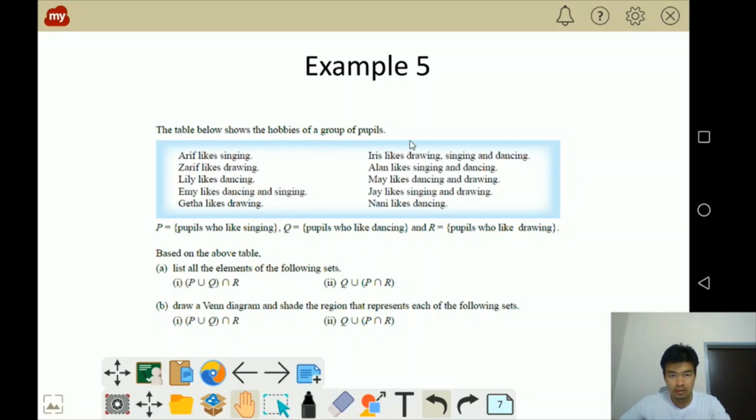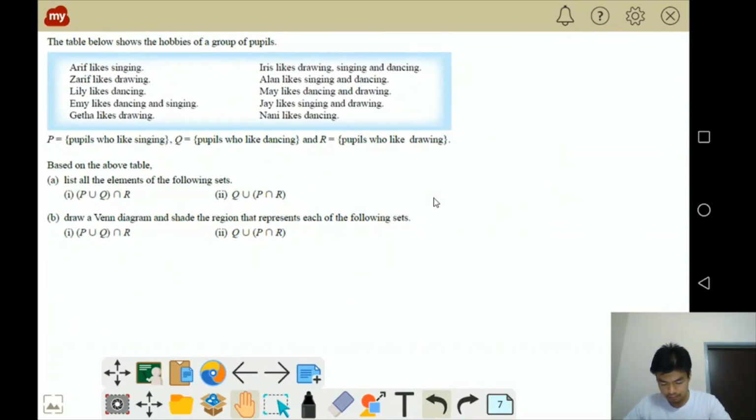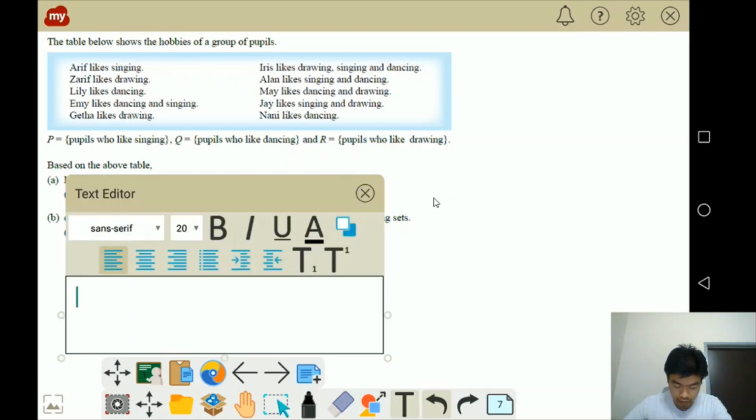Now, if the question is presented in this way, it is difficult for us to find the elements in the combined operation, right? So it is better for you to list down the names of the pupils who like singing in set P, the names of the pupils who like dancing in set Q, and so on, right? Which I'm going to do just that. So this time I'm going to type it out. The set P, set Q, and set R. It may take some time, but bear with me.